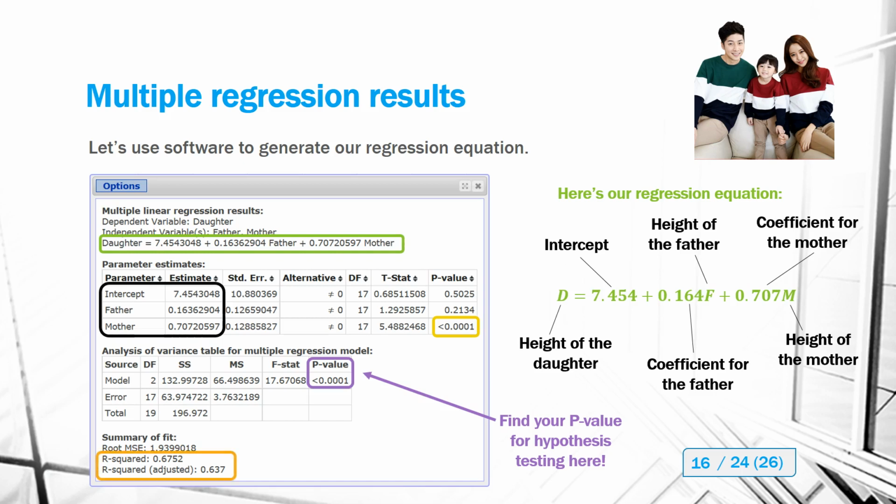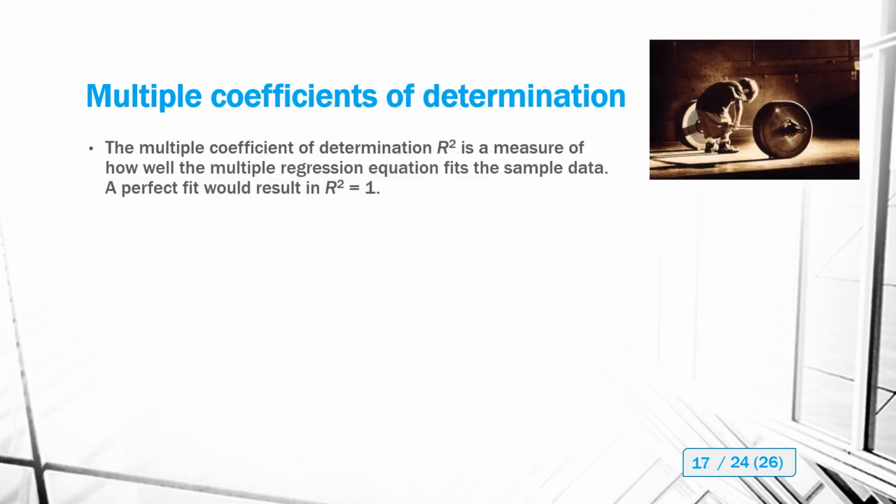Now look at the bottom. We actually have, well, 2 r-squared values. What's this? Seriously, we've got 2 r-squared values? Where did this come from? We actually have multiple coefficients of determination when we're dealing with a multiple linear regression model. Multiple coefficient of determination, r-squared, is a measure of how well the multiple regression equation fits the sample data. It's very similar to what we saw with the r value with the simple linear regression model.